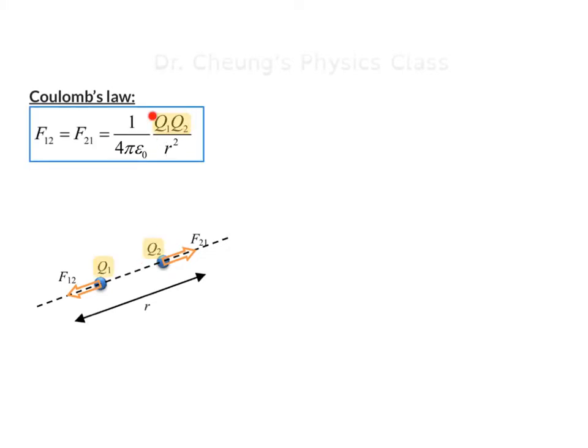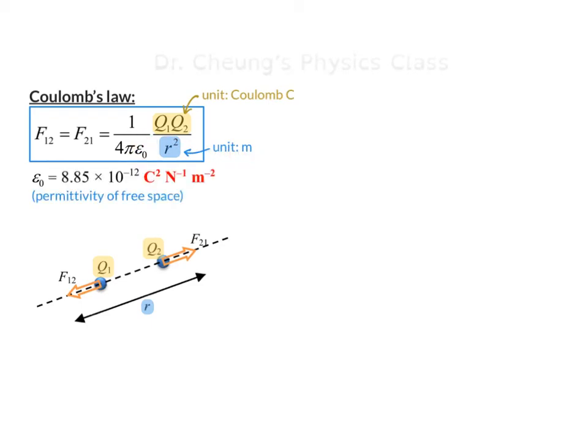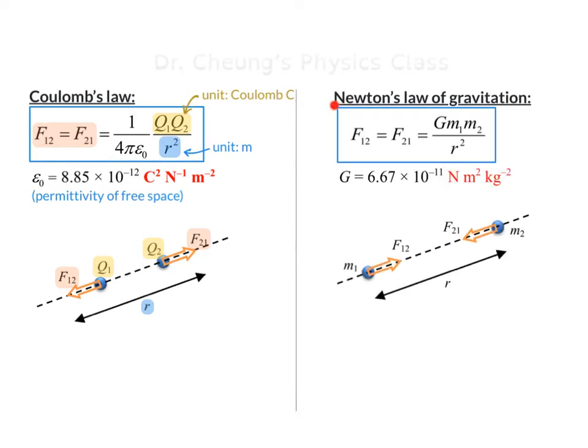where Q1 and Q2 are the amount of charges in units of coulomb, C. r is the separation between them in units of meter. This symbol, pronounced epsilon naught, is a constant called the permittivity of free space, and its value is about this. The forces on the two charges, F12 and F21, form an action-reaction pair, which are equal in magnitude and opposite in direction.